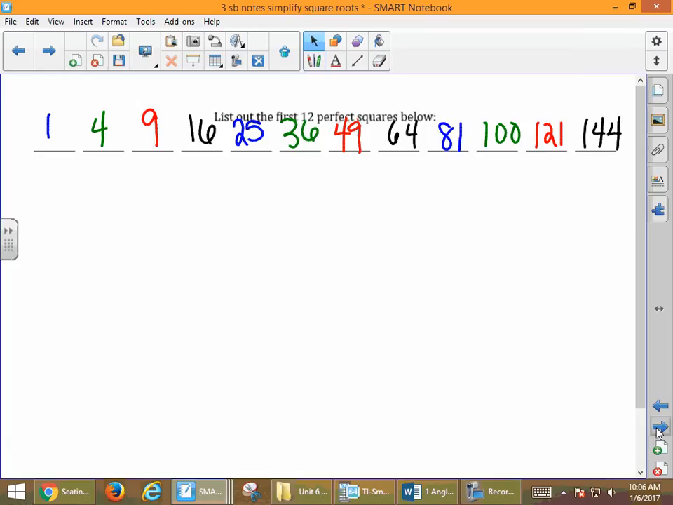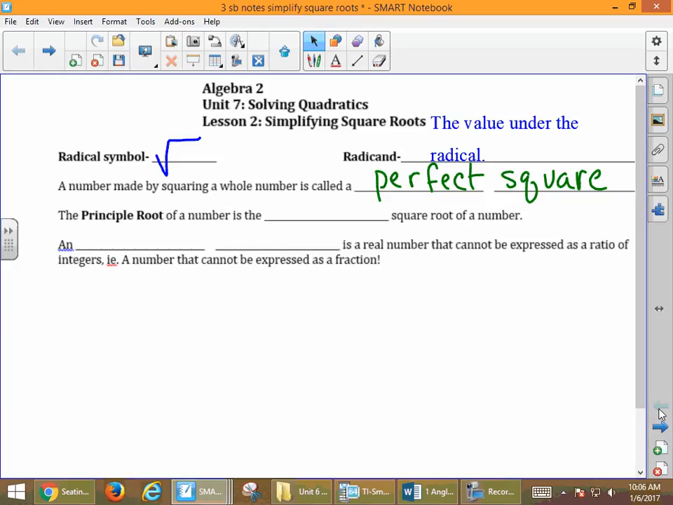And if you recognize some of those numbers, and I hope you do, it might be because of the quick recalls that we did back earlier here in the school year, because those were parts of it. So let's go back and look at that. A number made by squaring a whole number. Squaring means times itself. We did 1 times 1, 2 times 2, 3 times 3, 4 times 4, and so forth. That's called a perfect square.